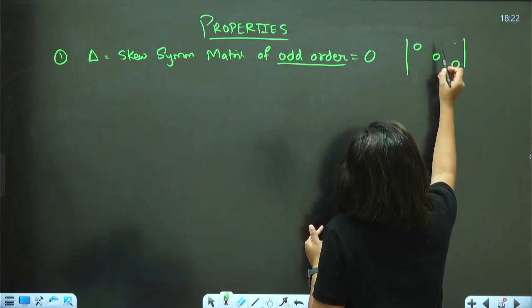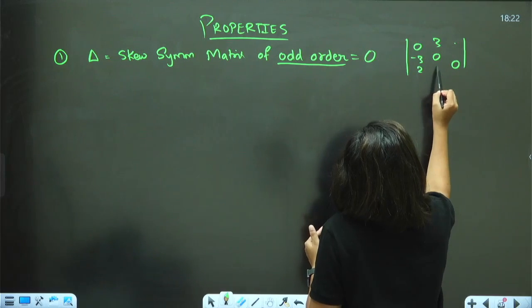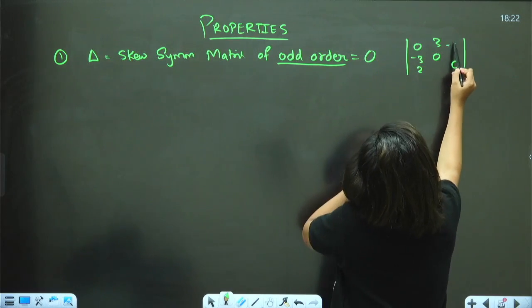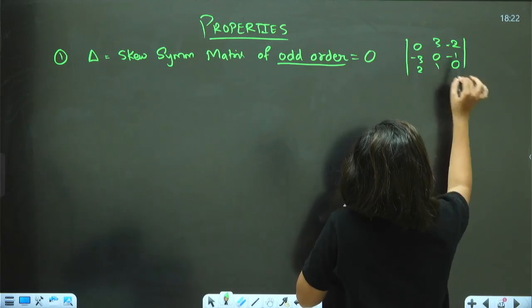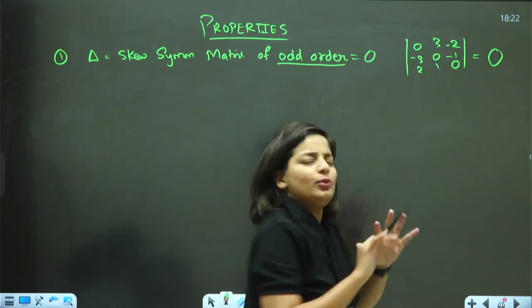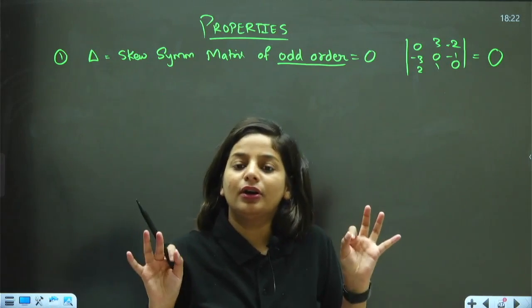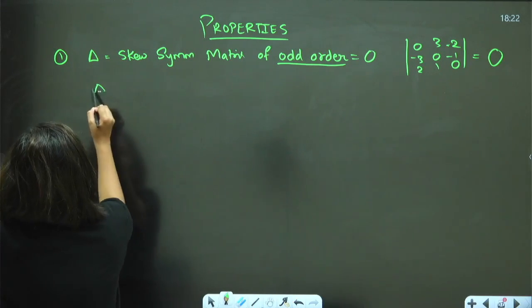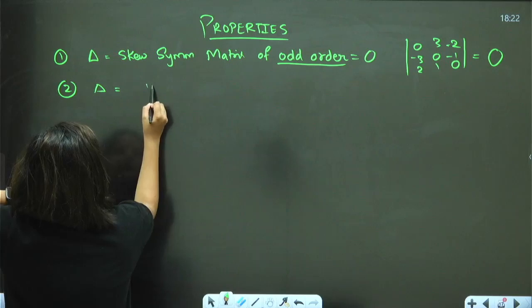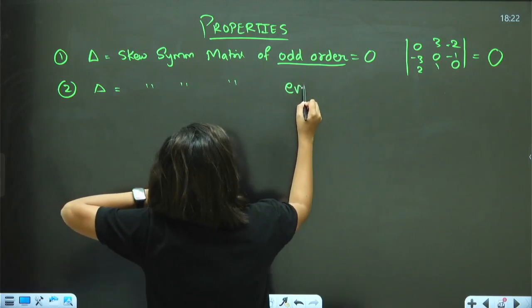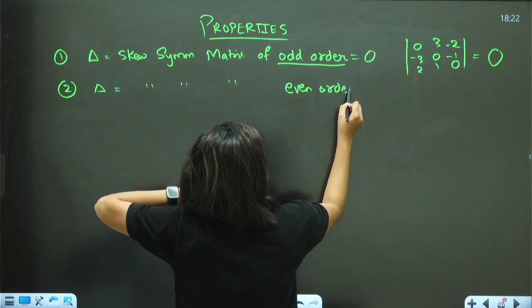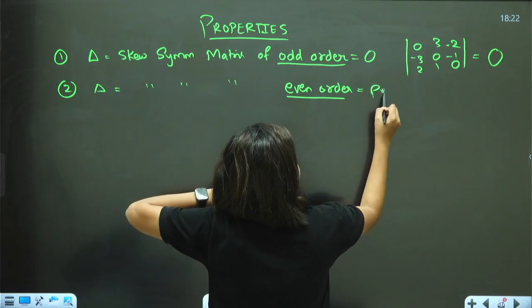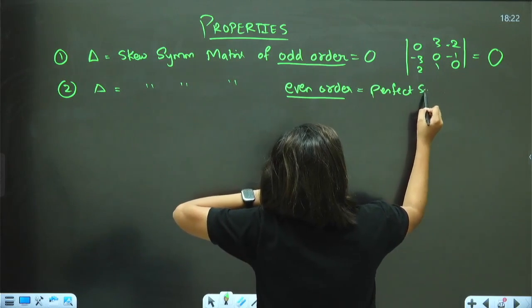Skew symmetric means diagonal 0, 3 minus 3, 2 minus 2, 1 minus 1. It's skew symmetric. Its determinant will be 0. You can find out directly. Odd order because the order is 3. What happens if it's an even order? Skew symmetric matrix of even order. Is it 0 again? No. It is a perfect square. It will always be a perfect square.